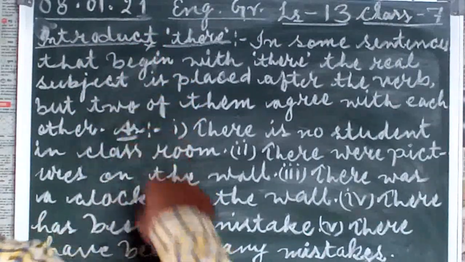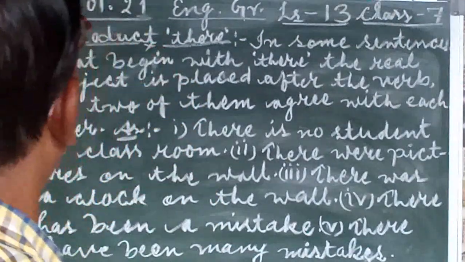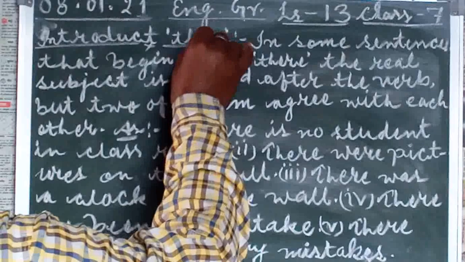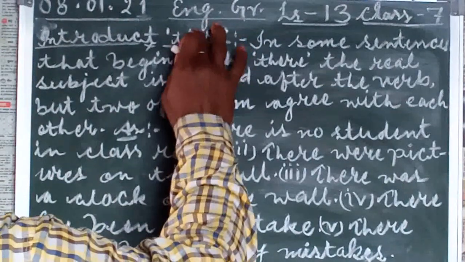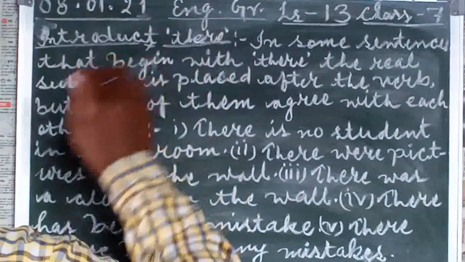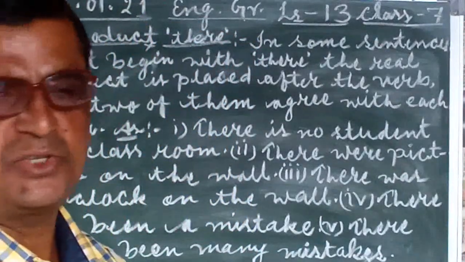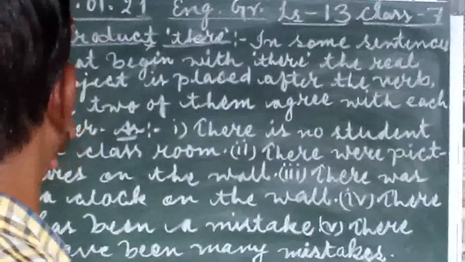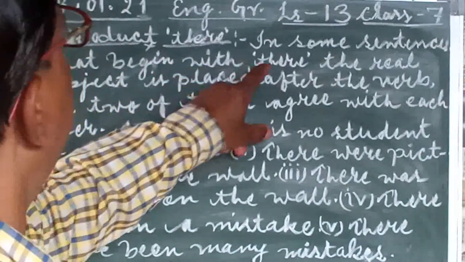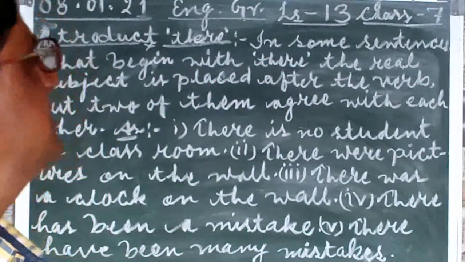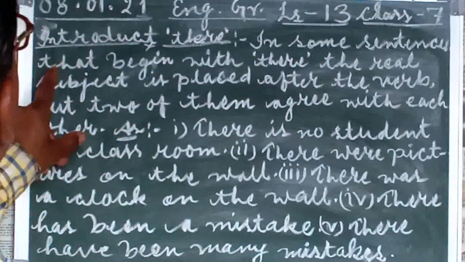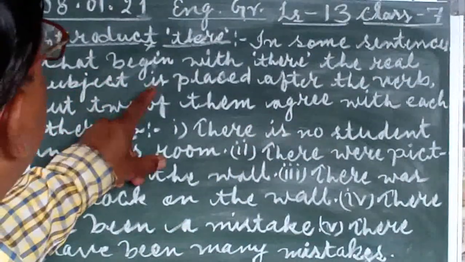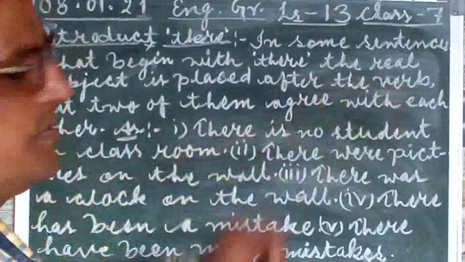Rule four is the introductory "there". How do we use it? Listen properly to what is given here. In some sentences that begin with the introductory "there", the real subject is placed after the verb.